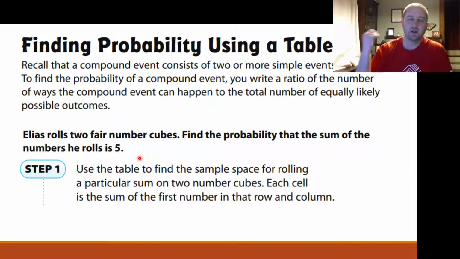So we want to know how likely it is that he rolls them, and the 2 numbers that show up add to 5. Now you might think, ooh, that's complicated, right? What we're going to do is use a table to find the sample space for rolling a particular sum on 2 number cubes. A sample space is basically a list of all the possible outcomes that you could get from rolling 2 dice. Each cell is the sum of the first number of that row and column.